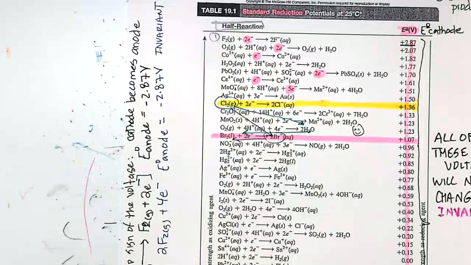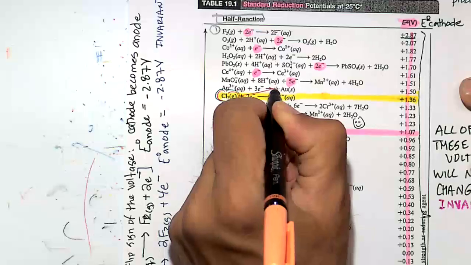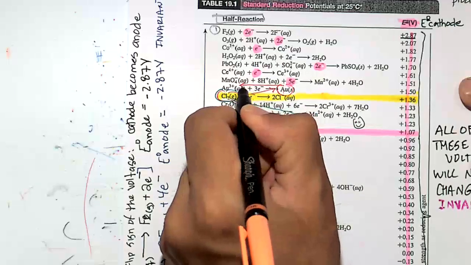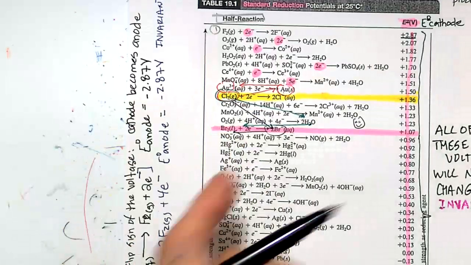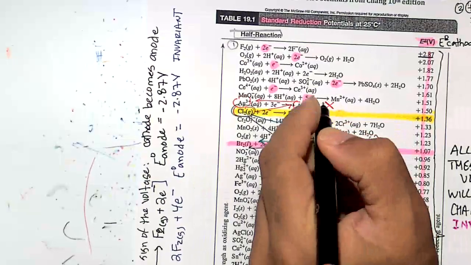What about everything above it? Can Cl2 oxidize Au, this is gold, Au solid to Au plus 3? Can it do that? The answer is no.